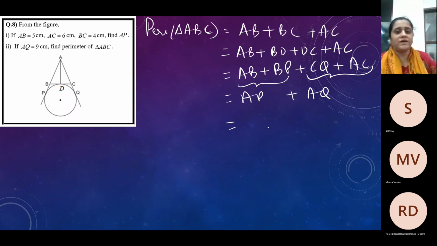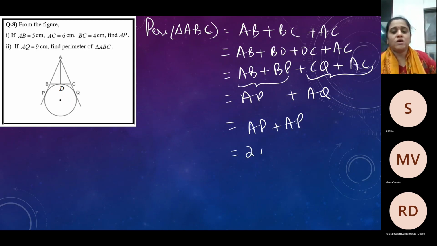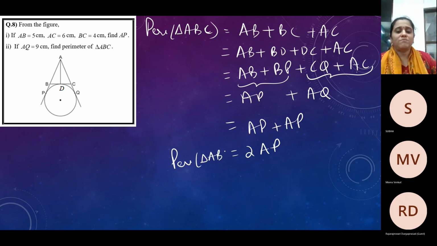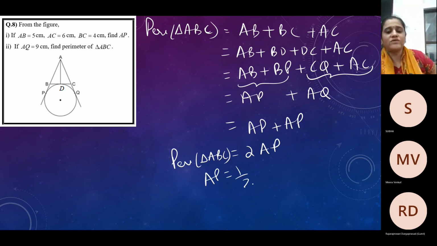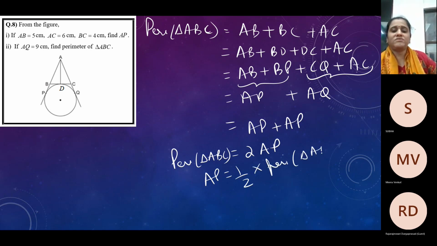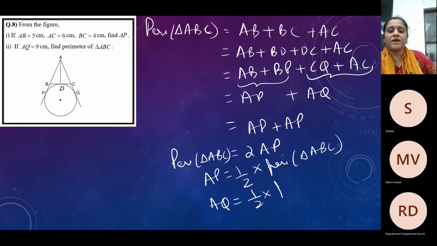Because they are tangents from the same external point A. So we'll write AP plus AP, correct? So twice AP. What is twice AP? Perimeter of triangle ABC. Perimeter of triangle ABC is twice AP. So what is AP? The 2 will go to the other side for division. So AP is half the perimeter of triangle ABC. Since AP and AQ are equal, AQ is also half the perimeter of triangle ABC.